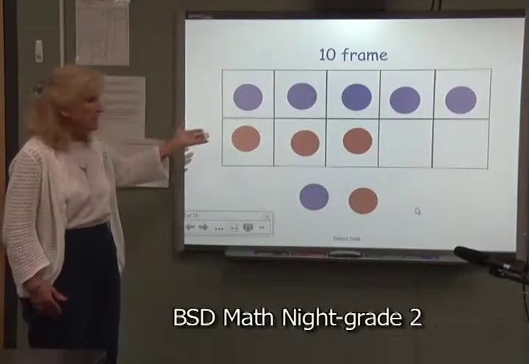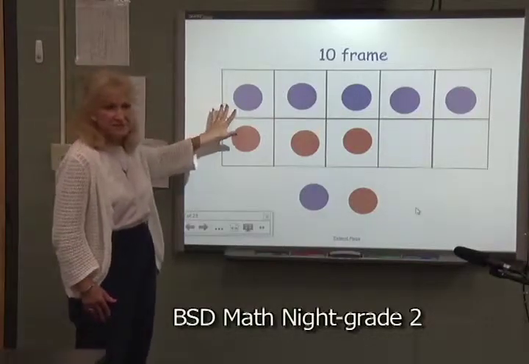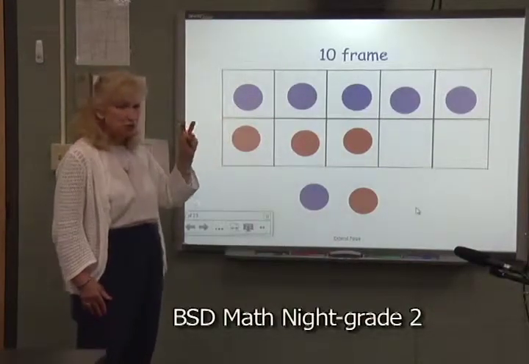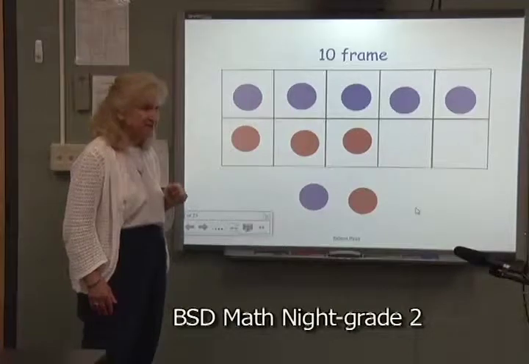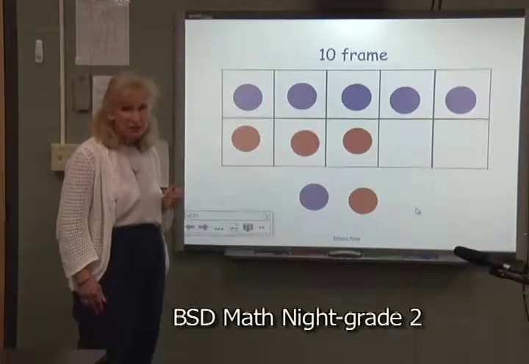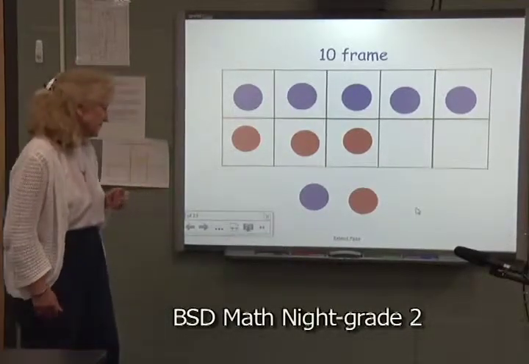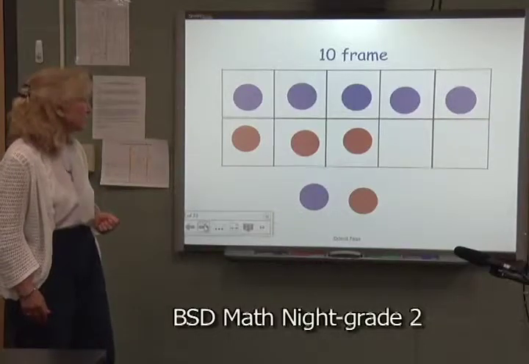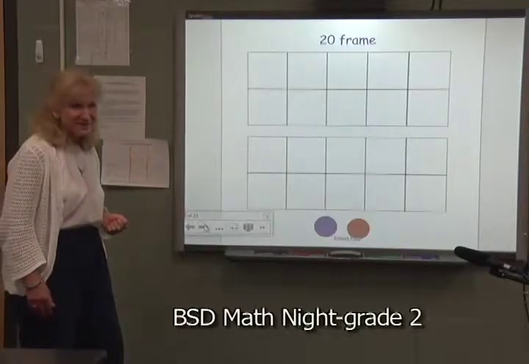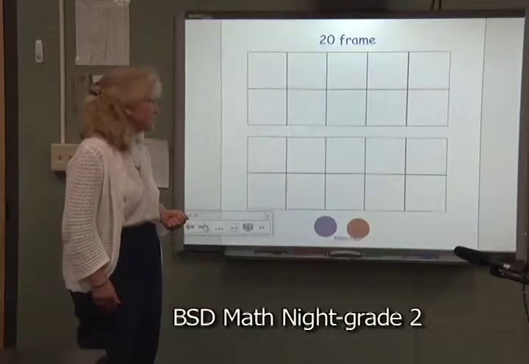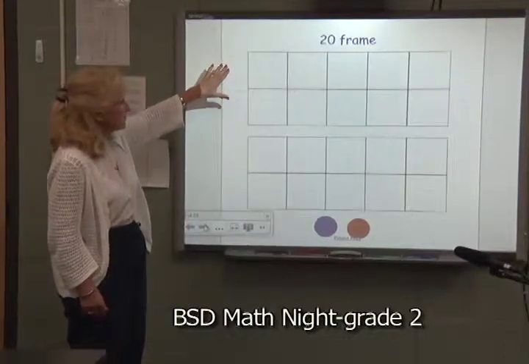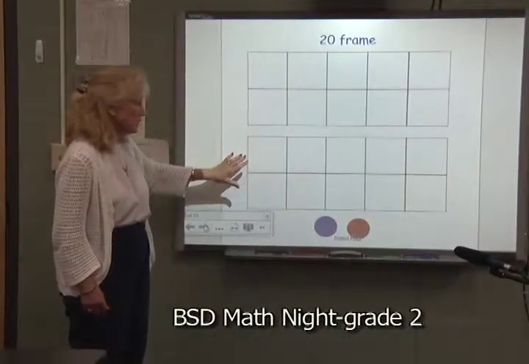When we have a quantity of 8, we can clearly see on the 10 frame that 2 more would give us 10. 5 and 10 are benchmarks for kindergarten. And then first grade works with the 20 frame. With the 20 frame, 10 and 10 more.